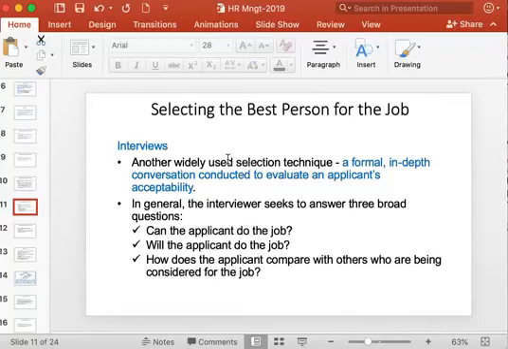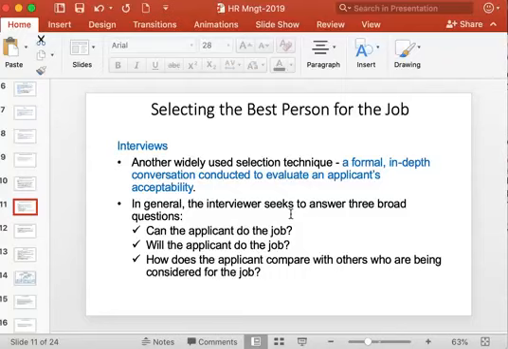Another selection tool is the interview, which is a widely used selection technique. It is a formal, in-depth conversation conducted to evaluate an applicant's acceptability.